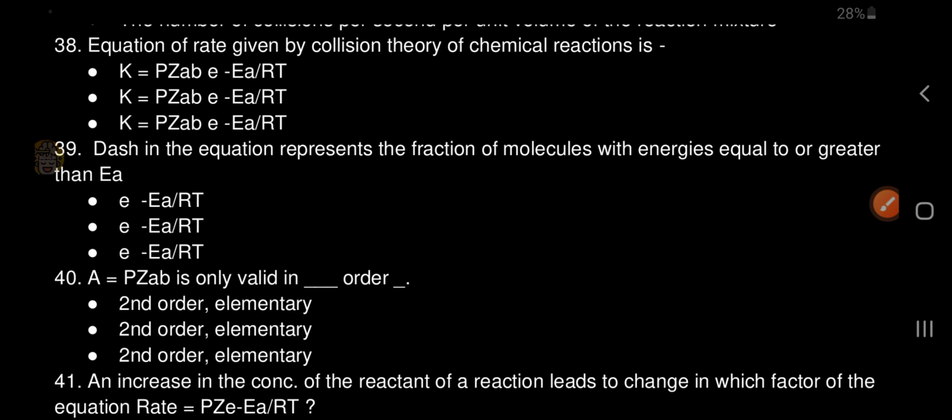A equals P Z AB is only valid in dash order. Second order elementary.